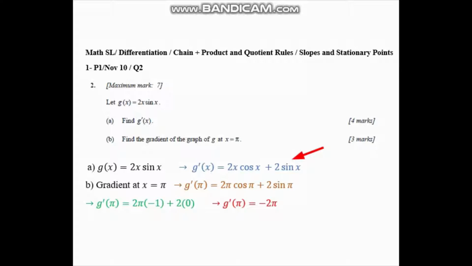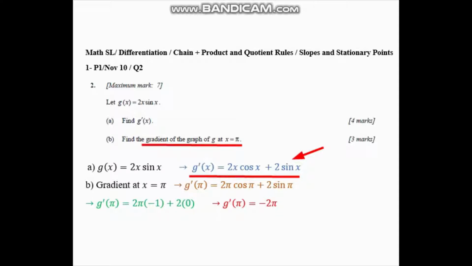We are required to find the gradient of the graph of g at x equals pi. So what you need to know is that the gradient of a function is obtained by differentiating the function. In other words, for the purpose of g of x, we have obtained this expression in blue, and this expression is actually the expression of the gradient of g of x at any point. So if I want to find the gradient or the slope at any point, I shall have to use this blue expression. And this is what we shall do.